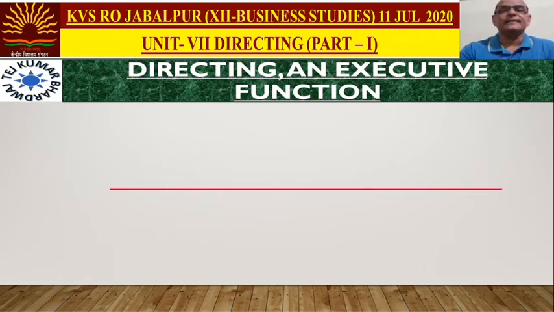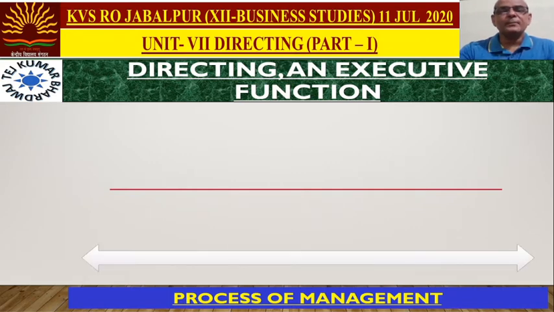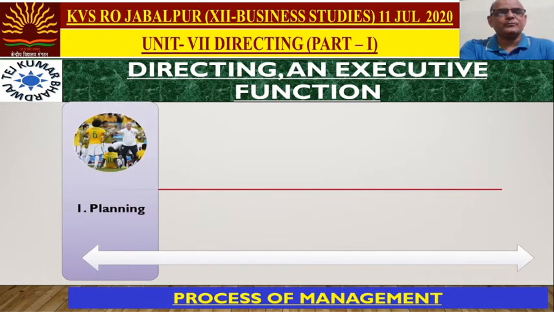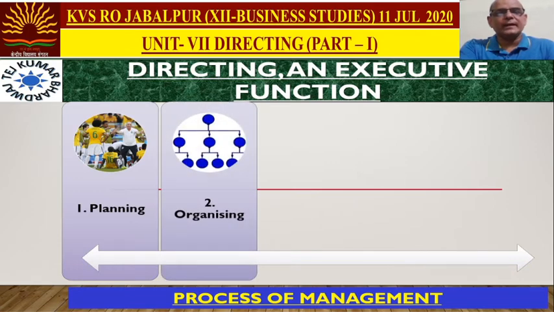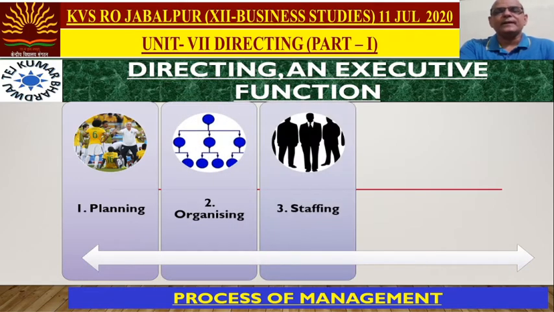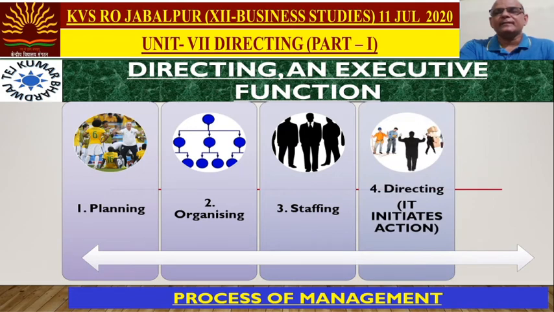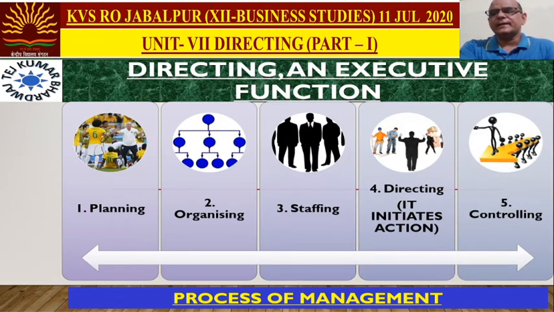Why? Let us see. In the process of management, there are 5 steps: planning, then organizing, then staffing, directing, which initiates action, and at last controlling. We have all learned about the 5 steps in the process of management.